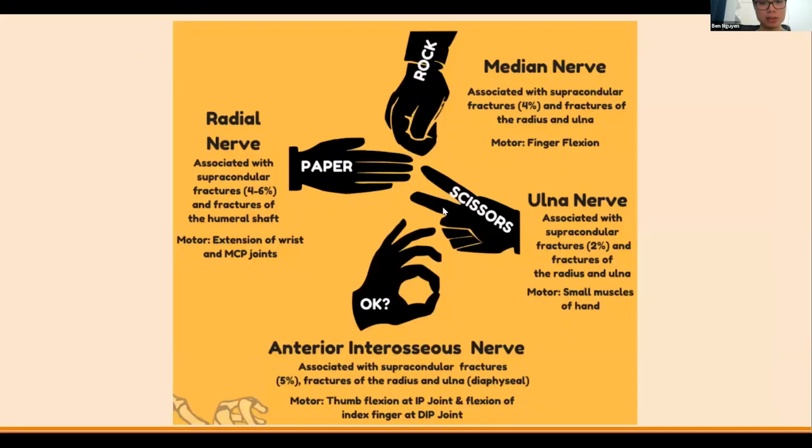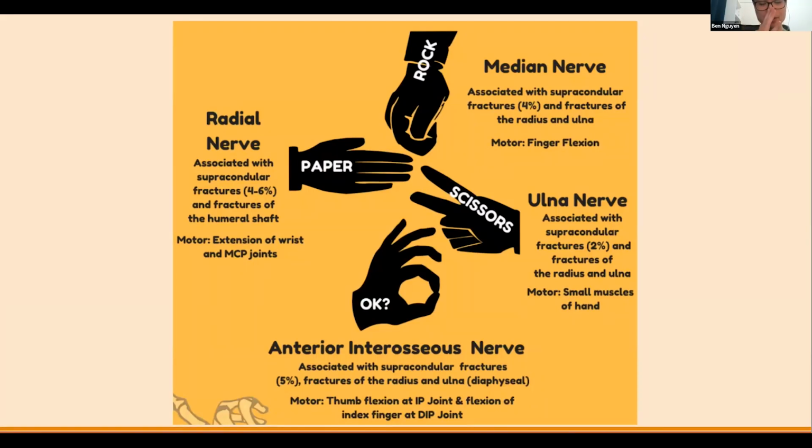Cool. This is my favorite way of testing the neurovascular status of all the nerves that supply the hand. It's good for kids as well, because you don't have to tell them to do anything. You just ask them to play rock, paper, scissors with you. So in order to make a rock, you need to be able to flex all your fingers, which is what the median nerve does.